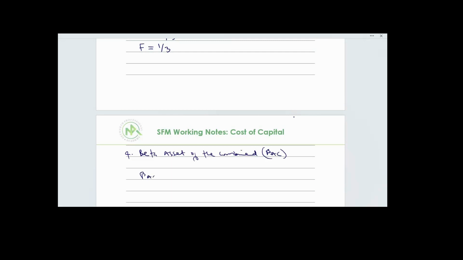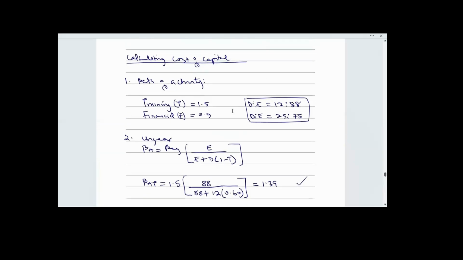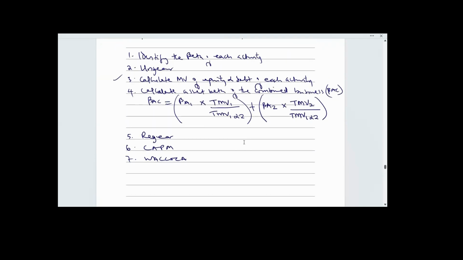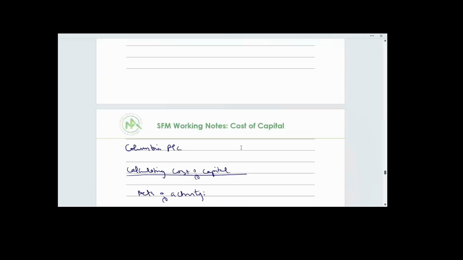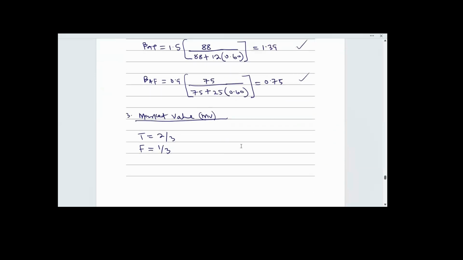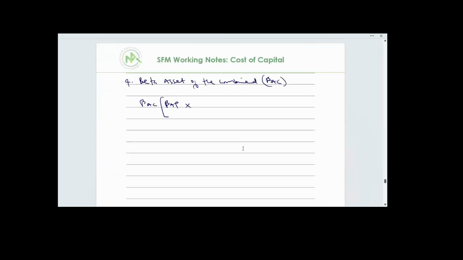Therefore, BAC will be calculated as the beta asset of the combined. It will be calculated as beta assets of training multiplied by, in the formula I use 1 and 2, 1 for activity 1, then 2 for activity 2. Now since the examiner has given us the name of each of the activities, there is no need for me to use 1 and 2. I have to use the code for each of the activities, which is training and financial.